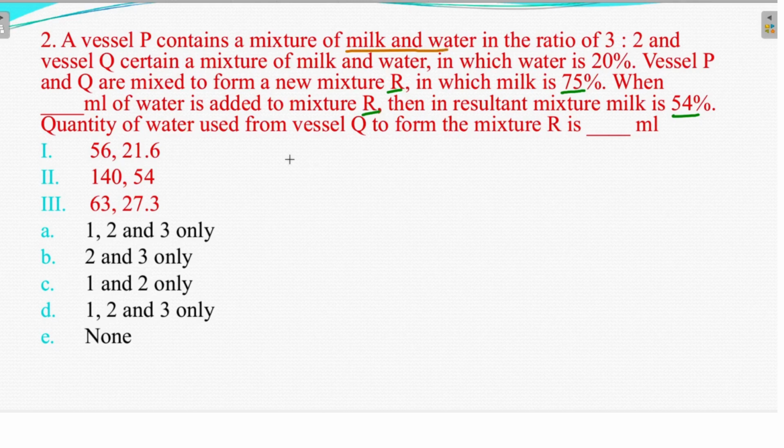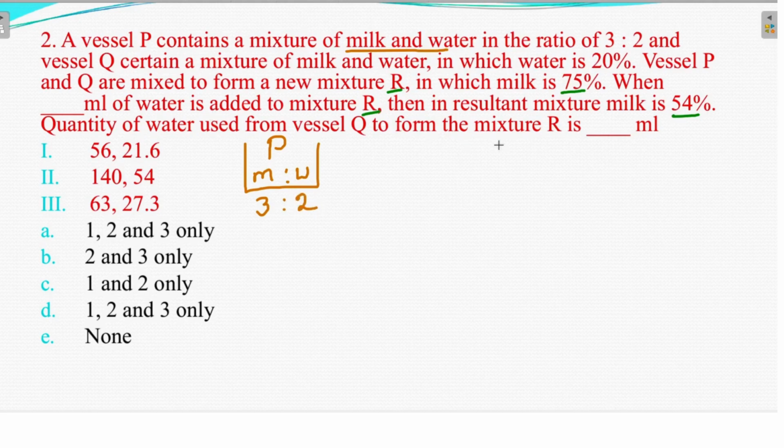So I have one vessel. This vessel name is P. In this vessel I have milk and I have water. In which ratio do we have milk and water? 3:2.